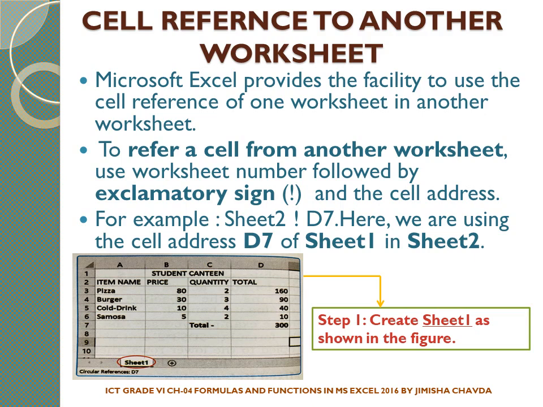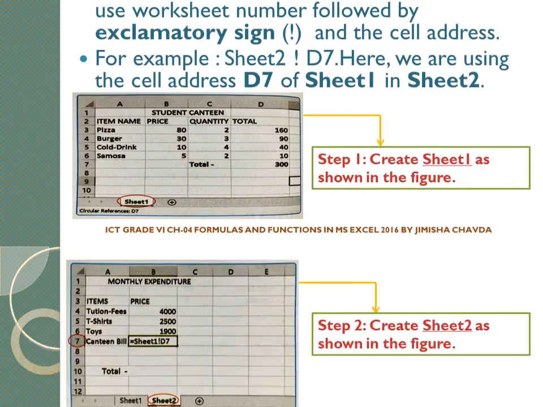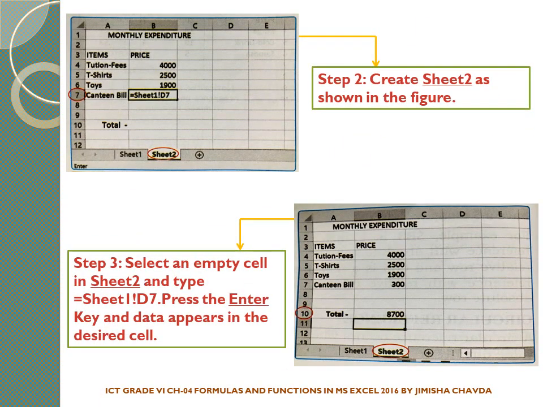Let us understand this by taking one example. Follow the given steps. Step 1. Create Sheet1 as shown in the figure. Step 2. Create Sheet2 as shown in the figure. Step 3. Select an empty cell in Sheet2 and type =Sheet1!D7. Press the Enter key and data appears in the desired cell.